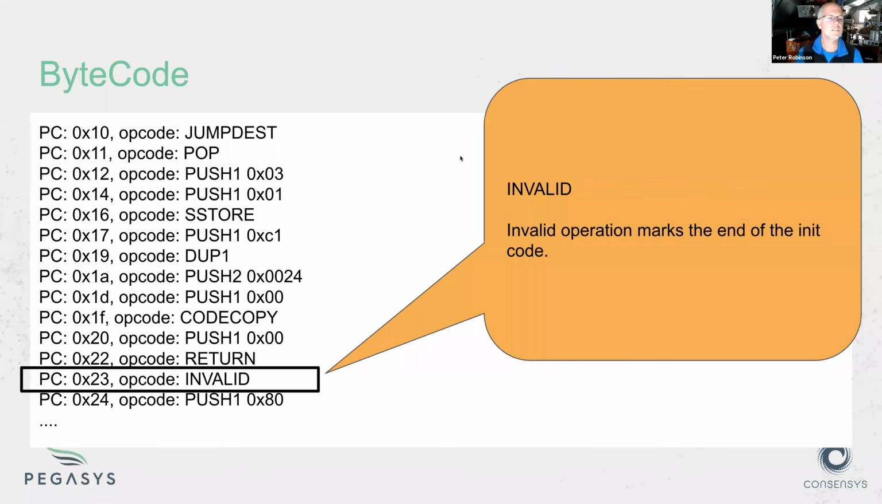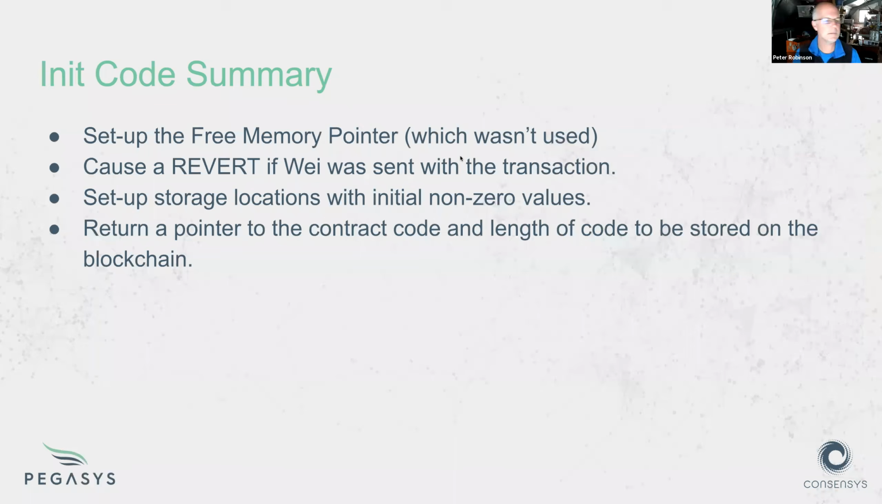So in summary, we set up the free memory pointer, which in this case wasn't used. We caused a revert if any ether was sent with the transaction because the constructor wasn't payable. We set up a storage location to a non-zero value, and we could have arbitrarily set up lots and lots of them, and in complex structures as well. And then we returned a pointer to the code and the length of the code that needs to be stored into the blockchain.